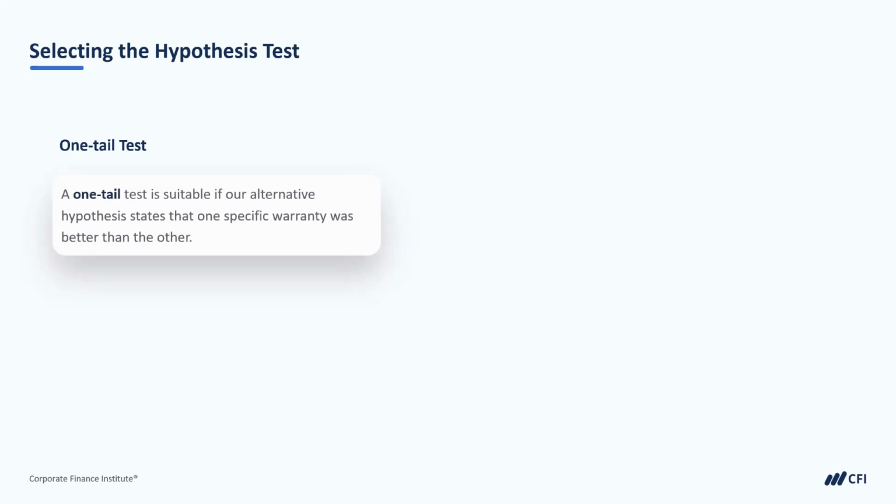In addition to the two-tailed test, there is a one-tailed test. With the one-tailed test, we only reject the null hypothesis if it falls to a specific side, which we state in our alternative hypothesis. This test is suitable if our alternative hypothesis states that one specific warranty was better than the other, as opposed to simply stating that there is a difference between them.